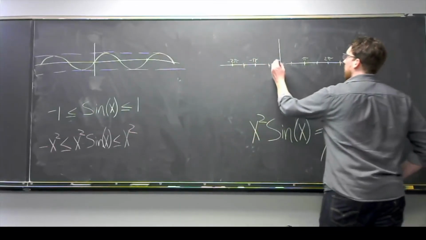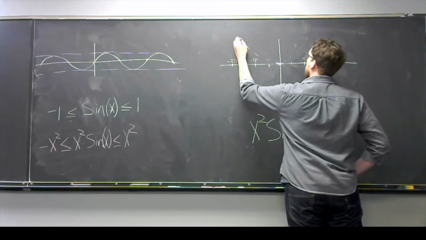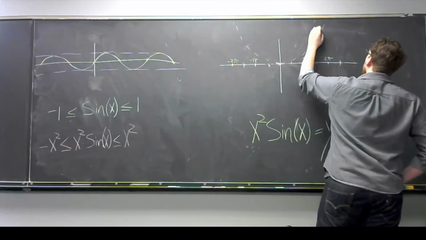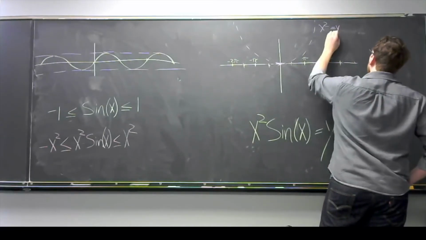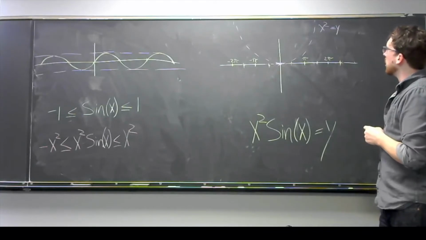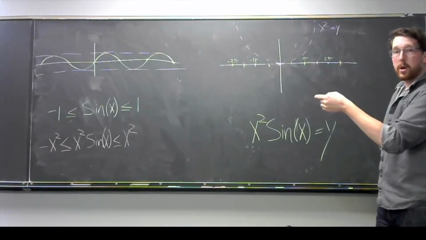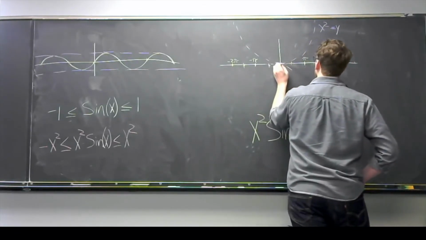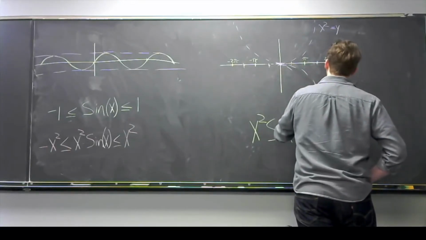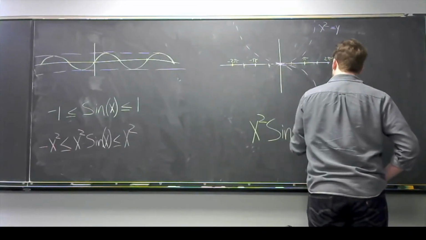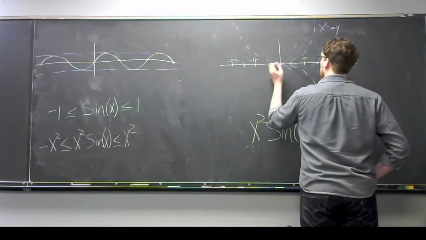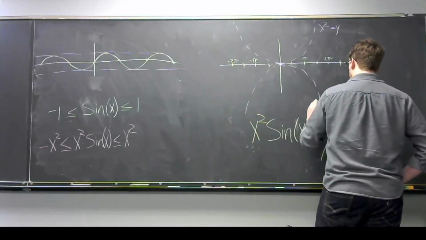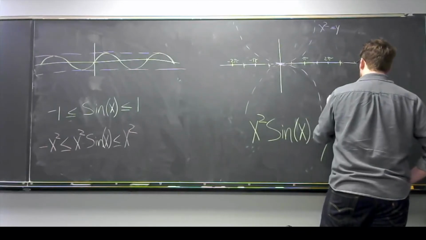So let's draw that up here. X squared looks something like this. It's a parabola. So this is x squared equal to y. This means that negative x squared is the mirror image, so it's just flipped. So this is negative x squared equal to y.